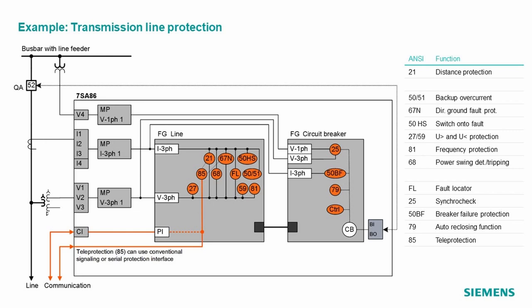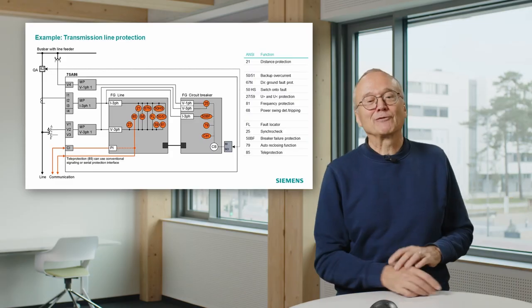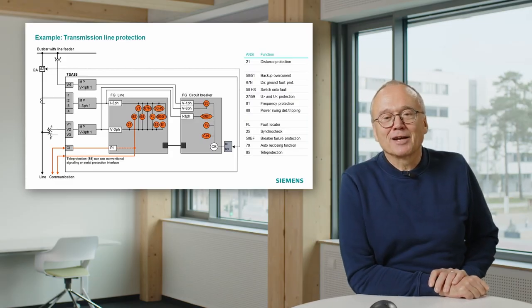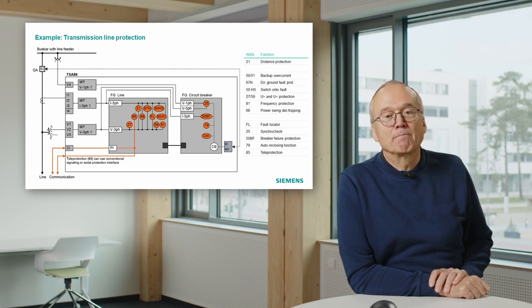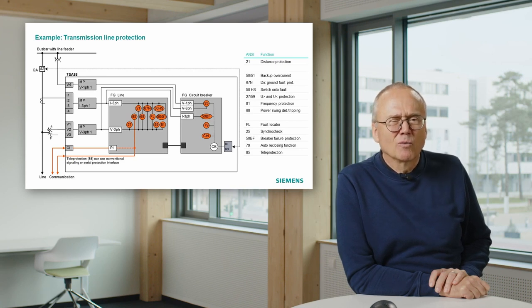On the right hand side, I again list the protection functions of these three steps. The main protection function in this case, it's a transmission line, is the 21. It's a distance protection. That means you see the 21 hidden, although it's the main function, amongst these other blocks. And then in addition to the 21, we have a number of additional functions. We have a backup overcurrent. What does backup mean in this case?